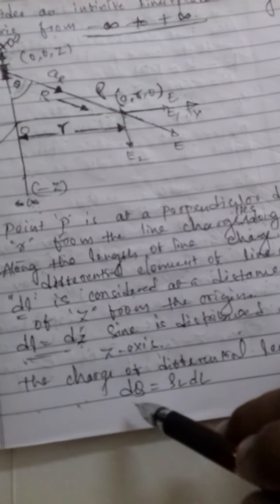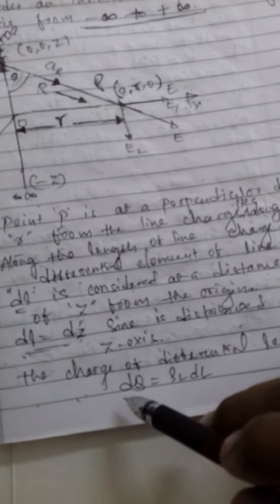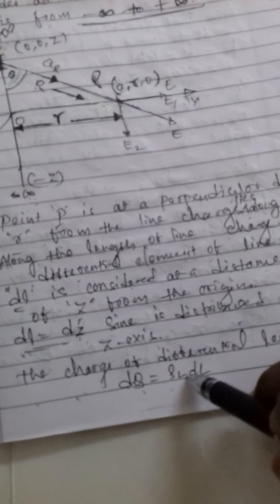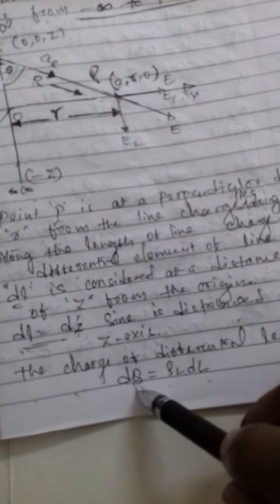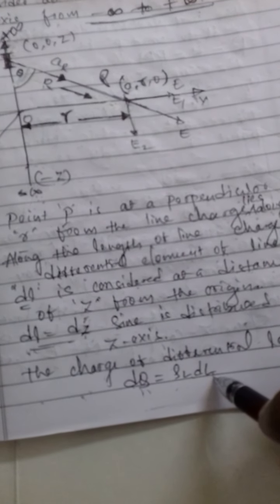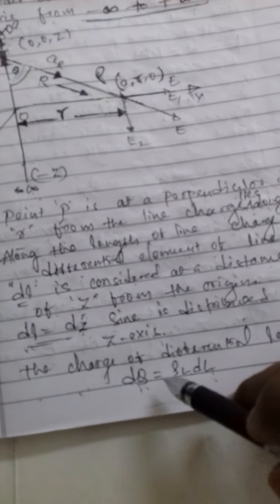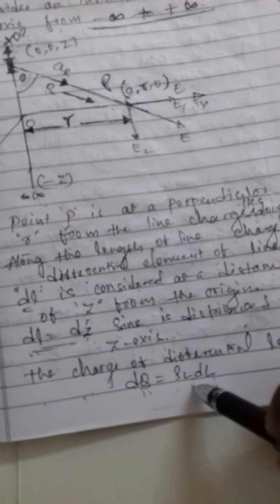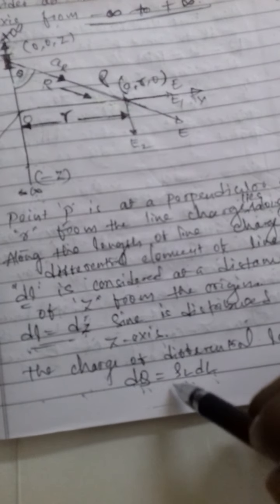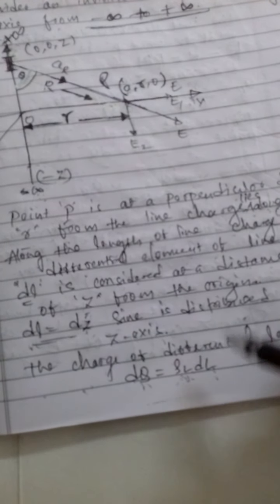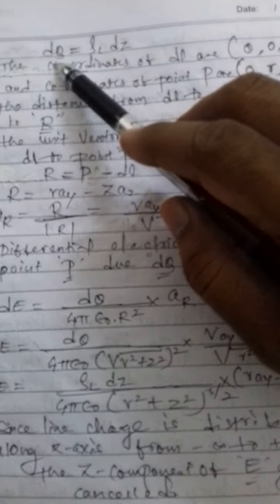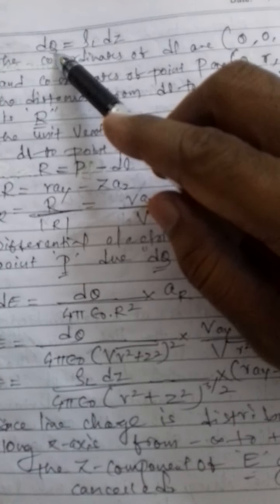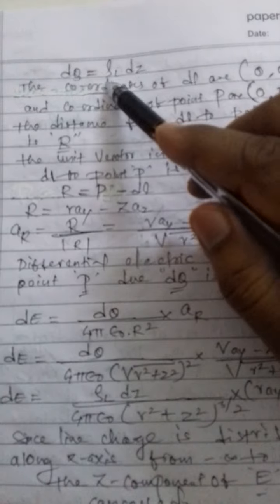The charge stored in the differential length is dq equal to rho l dl. dq is the differential charge stored in the incremental length of the line charge, and rho l is the line charge density of the line charge distribution. Now dq, the incremental charge, is equal to rho l dz.